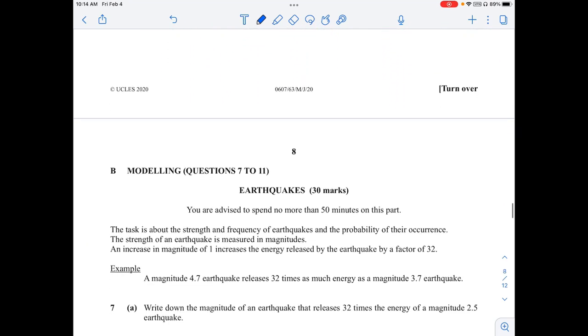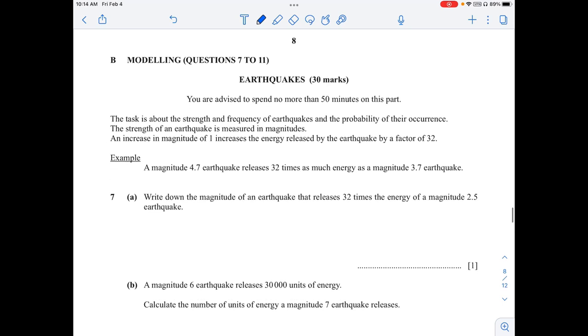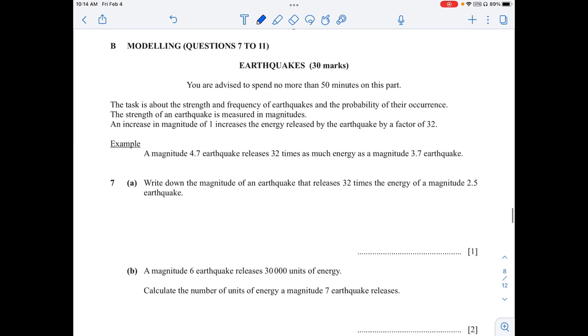That completes question number 6 and part A. Now coming to part B, modeling questions: Earthquakes. You are advised to spend no more than 50 minutes on this part. The task is about the strength and frequency of earthquakes and the probability of their occurrence. The strength of an earthquake is measured in magnitudes. An increase in magnitude of 1 increases the energy released by 32 times. So a magnitude of 4.7 releases 32 times more energy than 3.7.